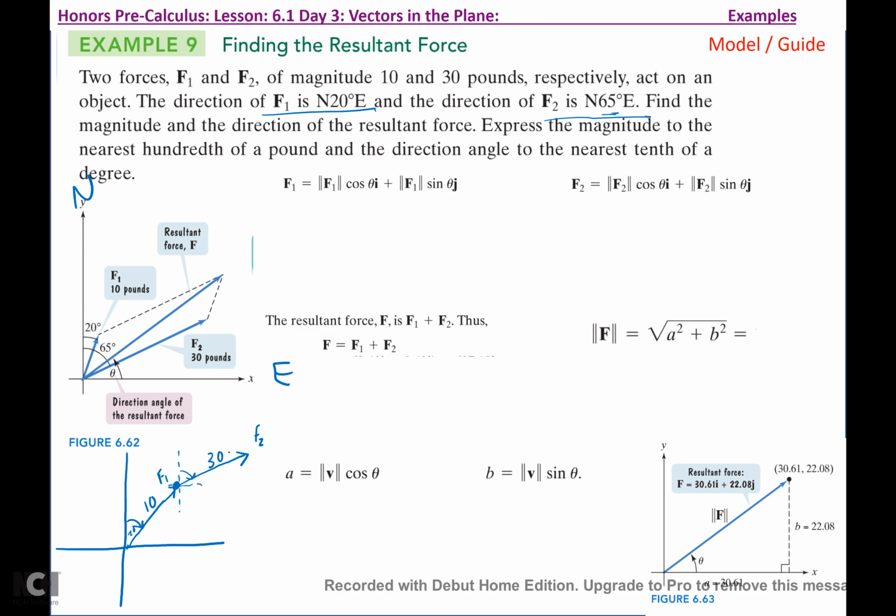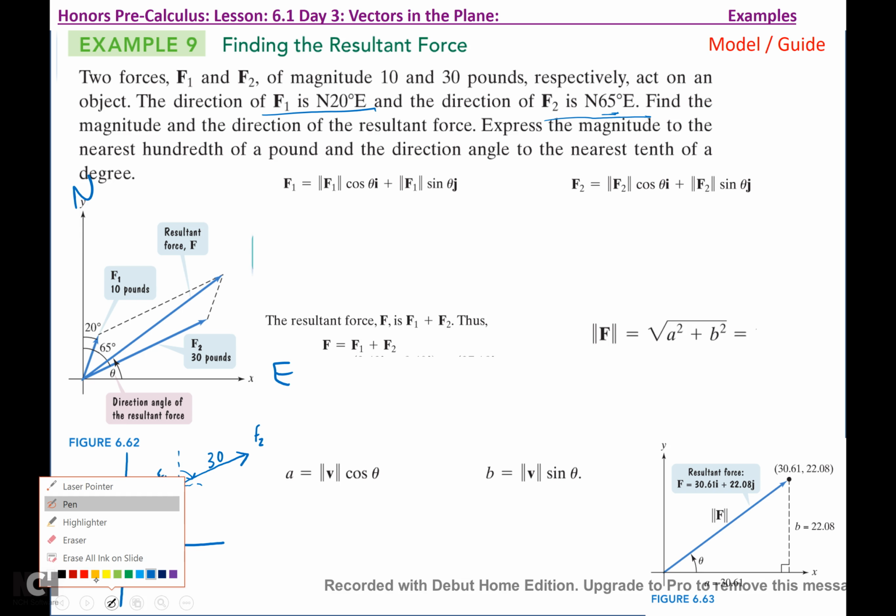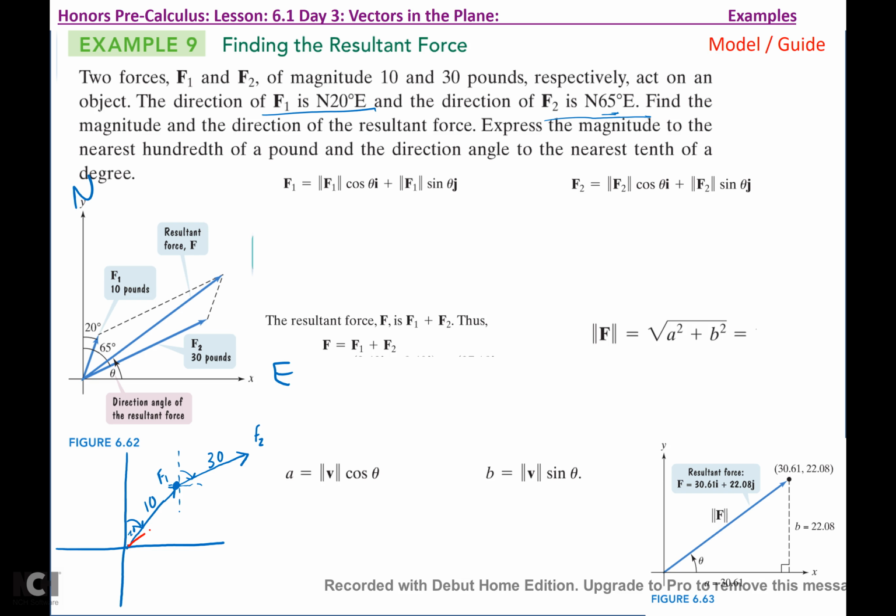So then what you can think of this as is your resultant vector would be from the origin to the end of that tail, or the end of that last vector. So this would be force 3, which is what I'm looking for. I don't know if you're going to call it F3. They call it the resultant force. I'm going to call it F little r. The resultant force would be that. So that's what we're trying to find.